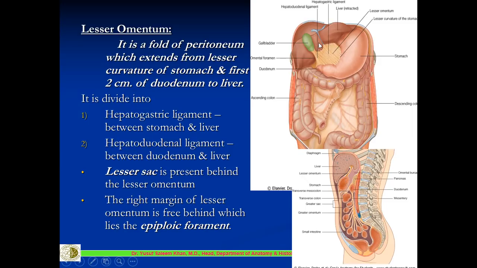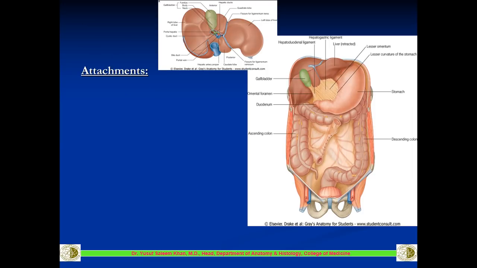So the lesser omentum extends from the liver to the stomach as well as from the liver to the first 2 centimeters of the duodenum. This thin membrane which has two layers, the first and the second layer, is called the lesser omentum. Behind this lesser omentum is the lesser sac, which is also called the omental bursa. This omental bursa communicates outside with the greater sac through a small opening here, called the epiploic foramen.